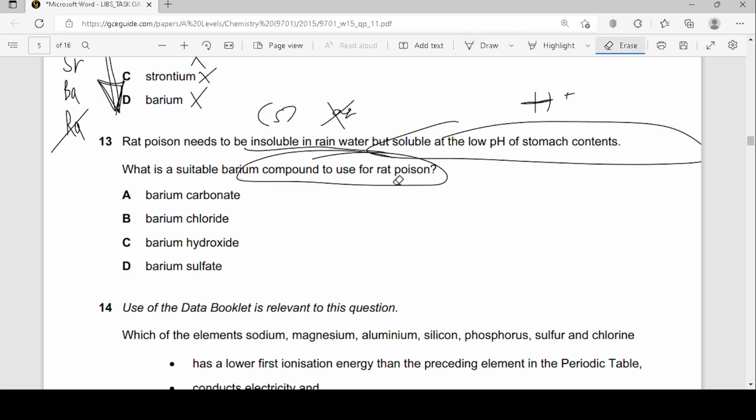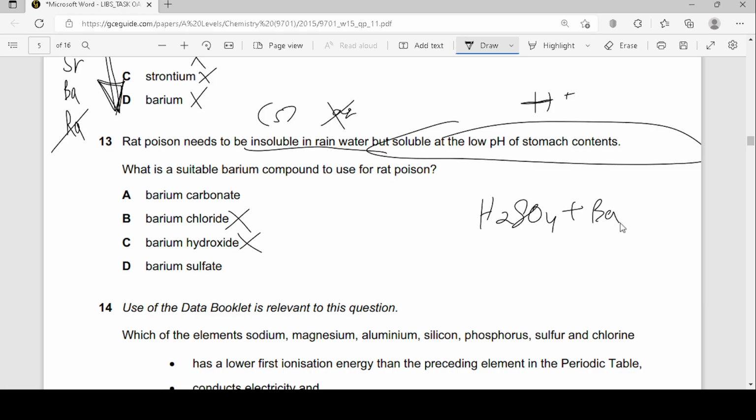If I look at barium, let me see which ones are actually aqueous first. Barium chloride is aqueous, so that cannot be an option. Barium hydroxide is also aqueous, so that is not an option because both of them can dissolve in water. Then you have barium sulfate and barium carbonate left over. Barium sulfate doesn't really react with acids much because it was formed from an acid, H2SO4, plus BaCl2 gives you BaSO4. So the problem with BaSO4 is that it doesn't really react with acids that much.